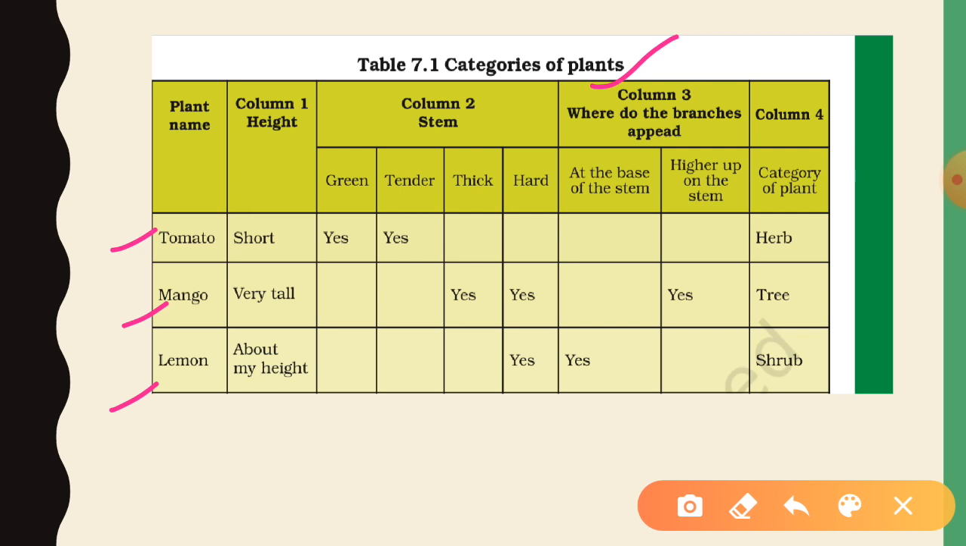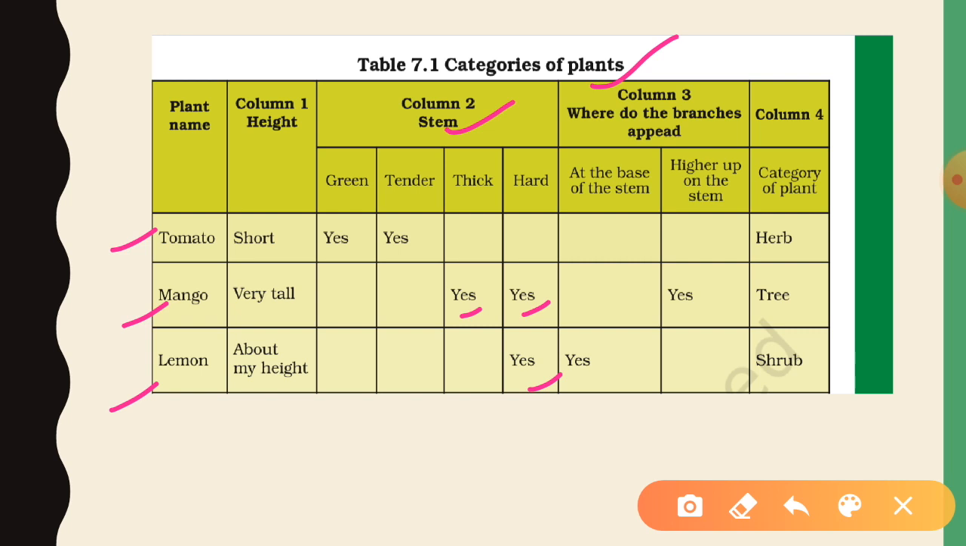Next, we will see the properties of their stem. A tomato plant has a green stem, it's tender, very soft. A mango plant has a thick and hard stem, while a lemon has a hard stem but that's not very thick, so it's thin. We have seen the properties of stem.